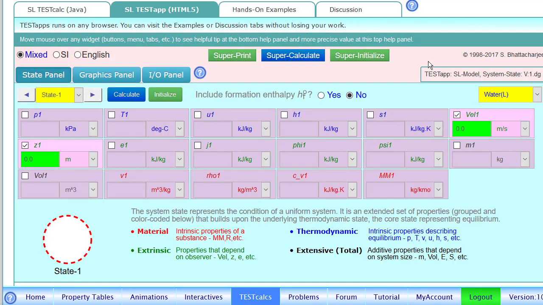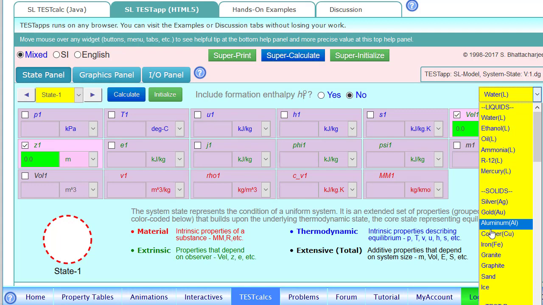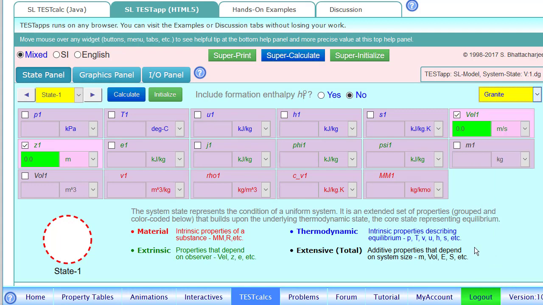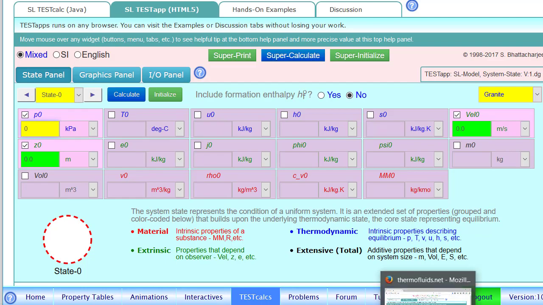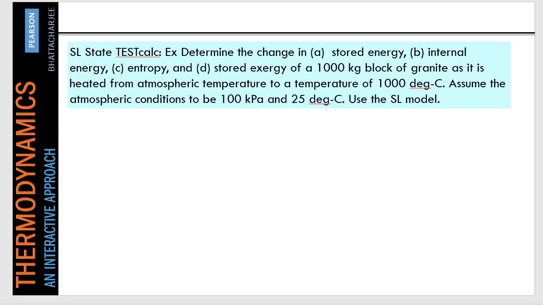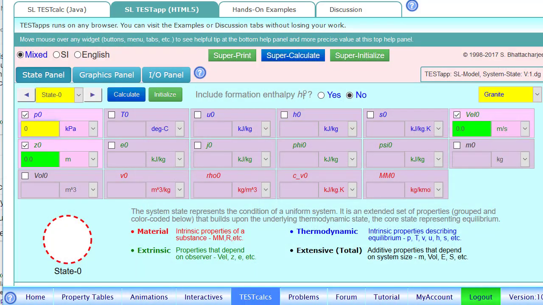And first thing you're gonna want to do is switch it to granite, which would be under solids right there. And then start entering your values. So actually, since we're gonna need to evaluate the exergy, which is that phi right there, we want to fill out state 0, which is the dead state, or basically the equilibrium state. So P0 would be 100 kPa, and T0 would be 25 degrees Celsius.